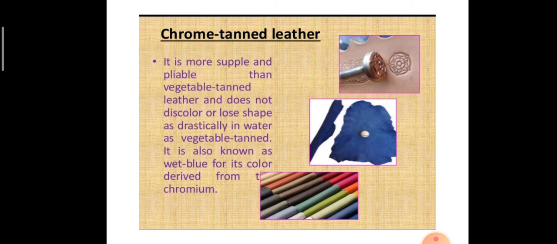Now, what is chrome tanned leather? It is more supple and pliable than vegetable tanned leather and does not discolor or lose shape as drastically in water as vegetable tanned. It is also known as wet blue for its color derived from chromium. Look at this image.